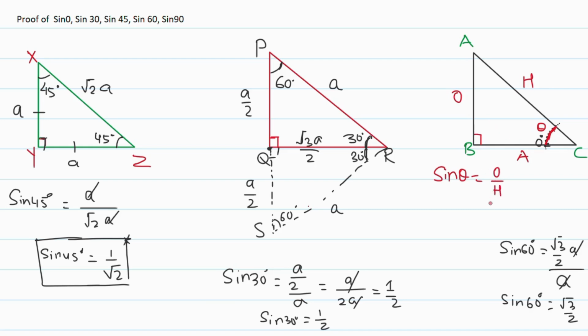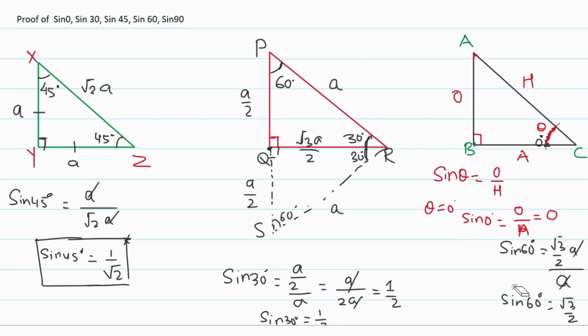O upon H. Now try to understand, if I am making theta 0 degree, that's why we need the sine 0 degree value. As soon as you make theta 0 degree, don't you think this A will directly fall on B? This AC, this hypotenuse will directly fall on B, correct? So the length of O will exactly become 0, right? So your numerator will become 0 divided by the hypotenuse, which will be equal to AC. H and AC will become equal, so your value will become 0. That's why sine 0 is 0. I hope it is understood.